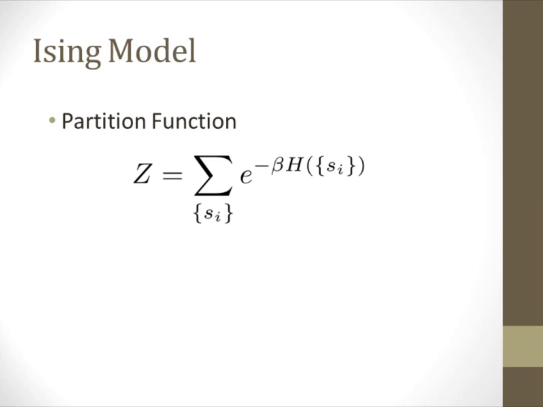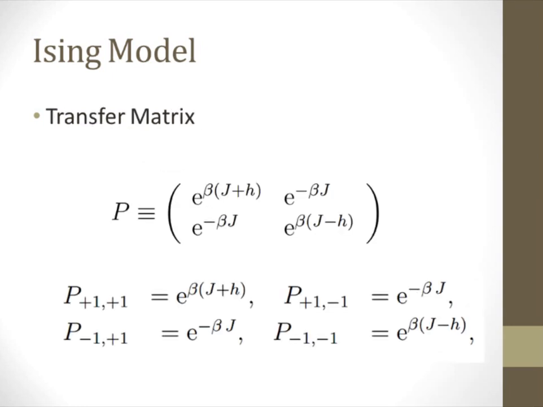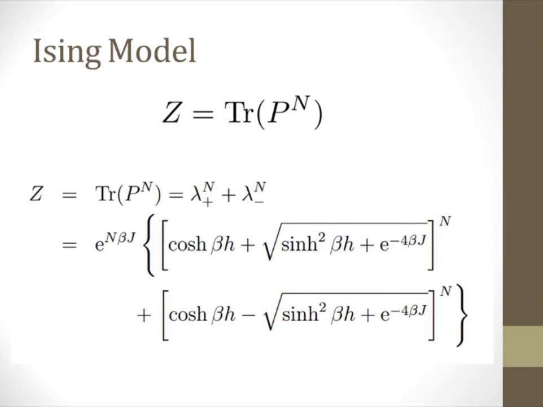Let's define the transfer matrix P such that P contains all the information about how adjacent spins can interact. If we associate the first row and column with positive spins, and the second row and column with negative spins, we can assign all four possible energy states. If there are n spins, then we need n transfer matrices, each operating on the next. The trace of this product is our partition function.